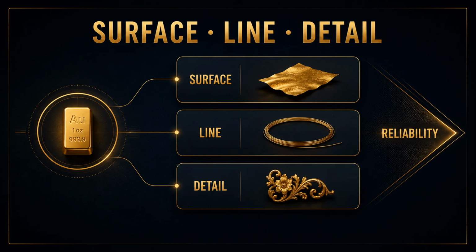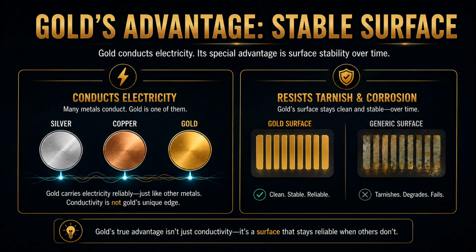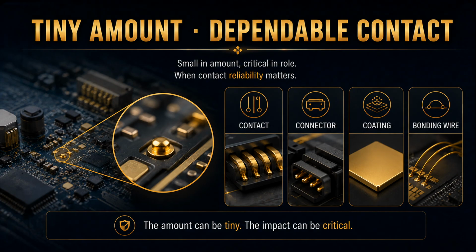Then there is the reliability side. Gold conducts electricity, but it is not the best conductor. Silver and copper are often better in pure conductivity terms. Gold's advantage is different. It resists tarnish and corrosion very well. That matters when a small electrical contact has to stay reliable over time. In some technical uses, small amounts of gold may appear in contacts, connectors, coatings, or bonding wire.